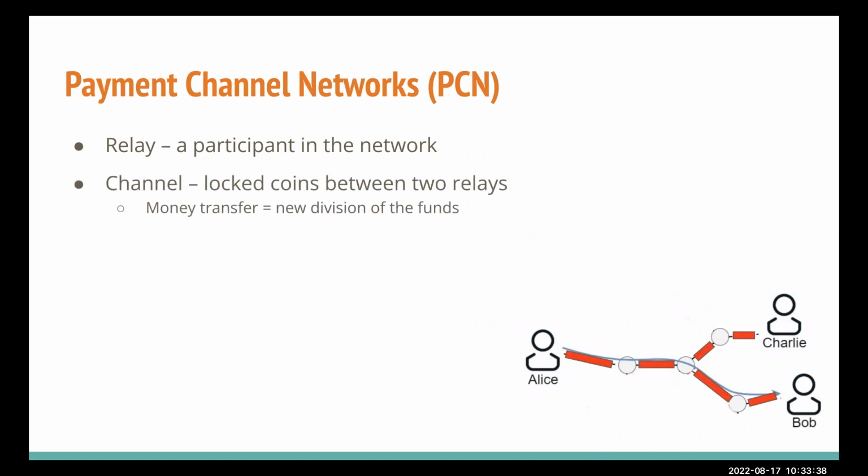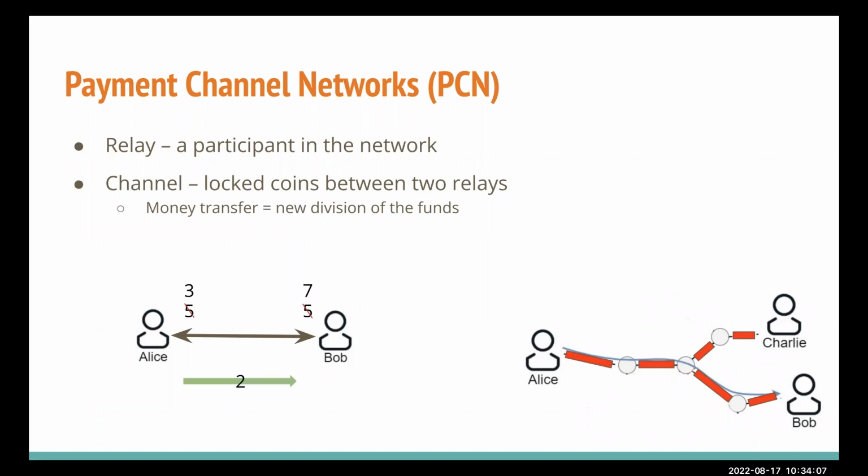And in a channel, there are locked coins. Let's assume that we have Alice and Bob, and each one of them locked 5 coins. In this locked amount of coins, they can create transactions or small payments. For example, Alice can transfer 2 coins to Bob. When they do this transfer, they just decide on a new division of the locked coins. So the same amount of coins is here, but now the coins are divided between the parties differently.